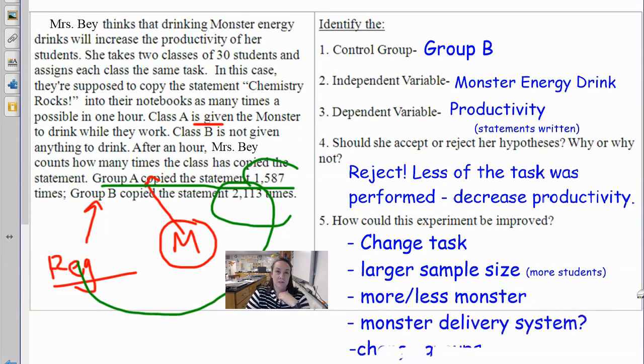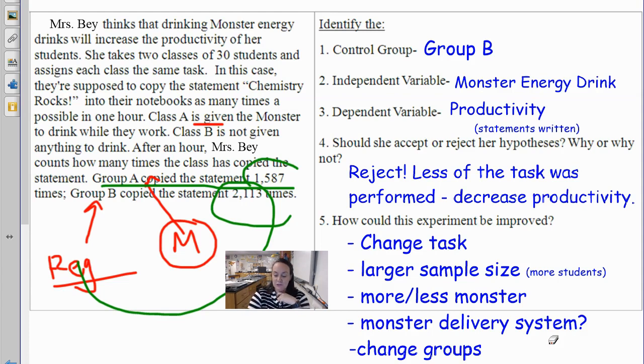A Monster delivery system. Maybe if they have a hat, you know, where you can put drinks in and then they can just write and drink their Monster at the same time. I don't know. And then change the groups. Maybe switch to their side. Maybe there's just some slower writers in one side than the other. So kind of just always thinking about how you can redo an experiment and try it again to see if the results that you got are still the same.